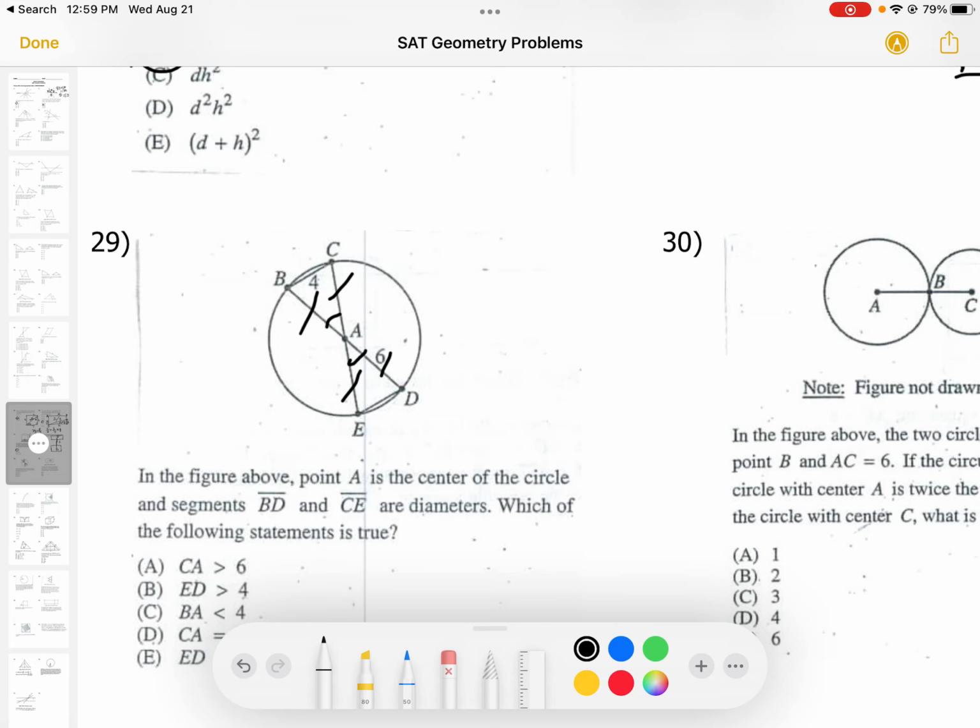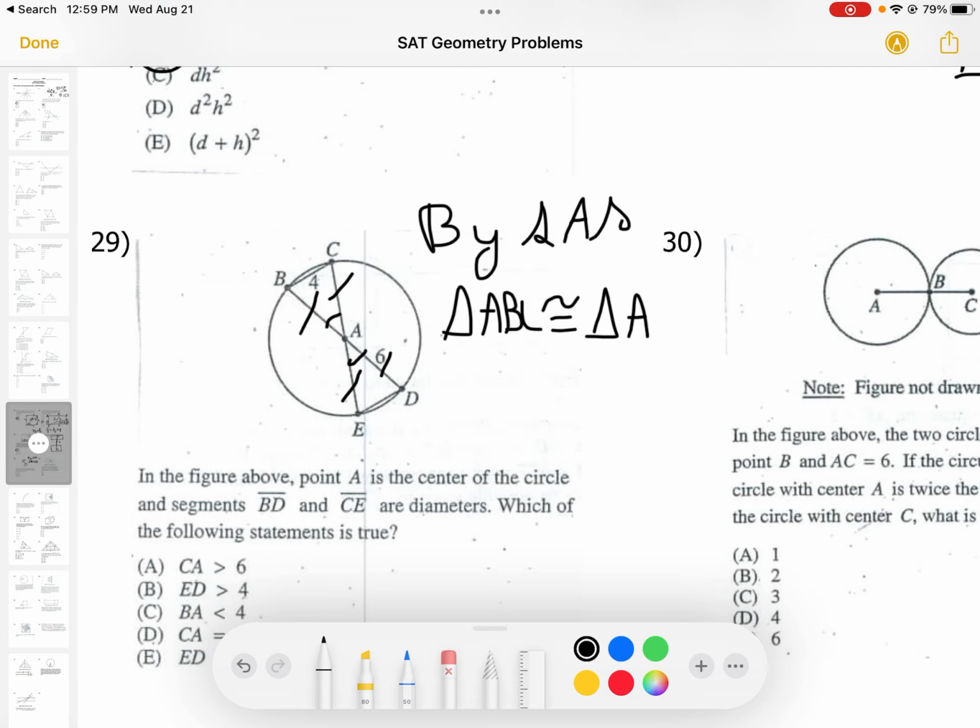Wait a minute. That means the two triangles are congruent by SAS. So by SAS, side angle side congruency, we know triangle ABC is congruent to triangle ADE.